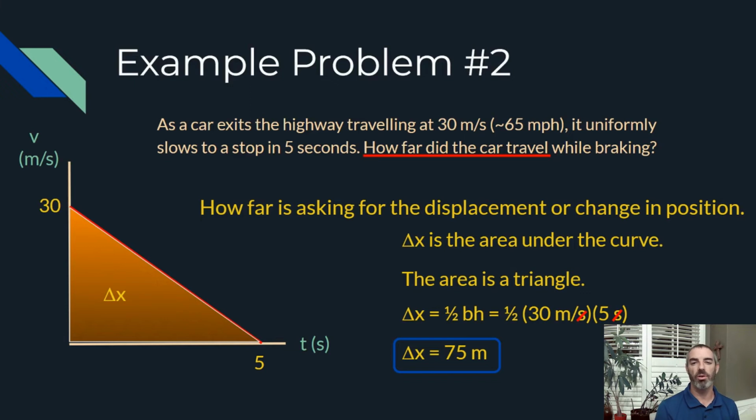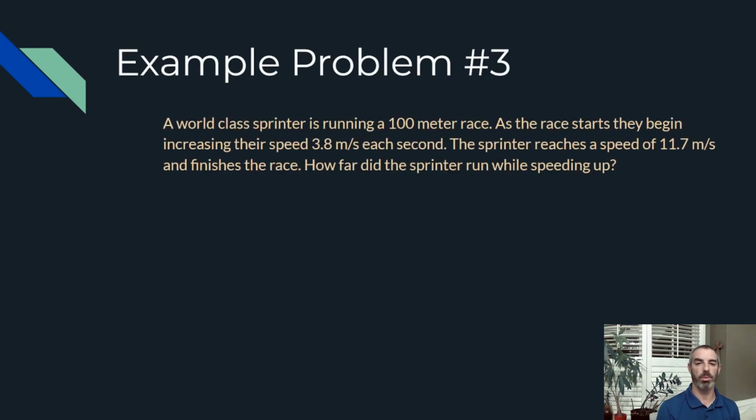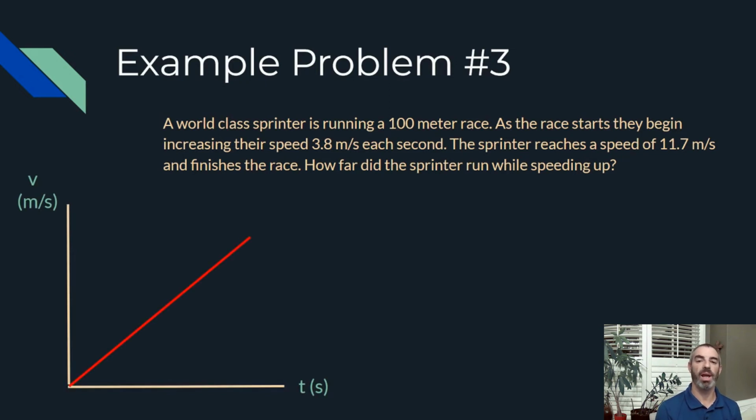So let's look at the third example that we did, the one with the sprinter, where the sprinter was speeding up. So we're going to draw a velocity time graph for the world-class sprinter problem. This one shows that the sprinter is speeding up and reaches a speed of 11.7 meters per second. And what we're being asked is how far did the sprinter run while speeding up?